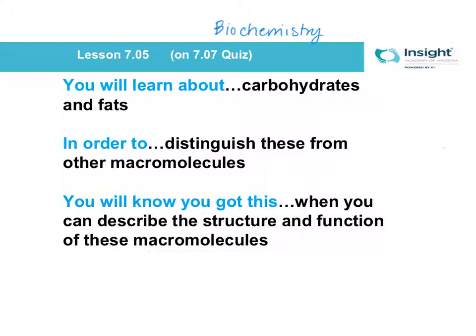You want to be able to describe the structure and function of these molecules and be able to tell them apart from each other.